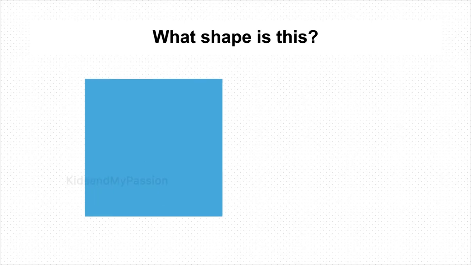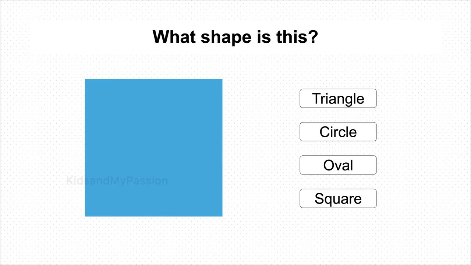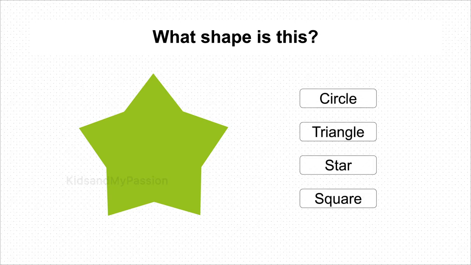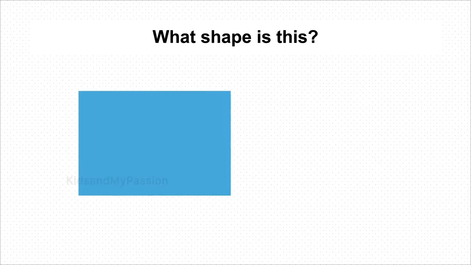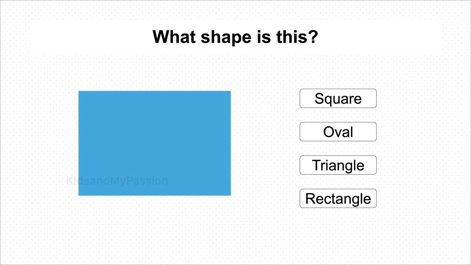What shape is this? Is it a triangle, circle, oval, square? Yes, it's a square. What shape is this? Is it a circle, triangle, star, square? You're right, it's a star. What shape is this? Is it a square, oval, triangle, rectangle? Yes, it's a rectangle.